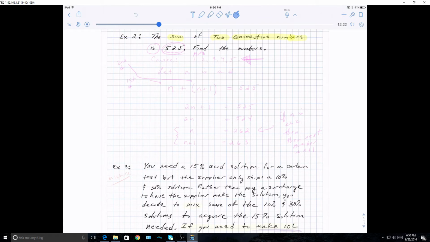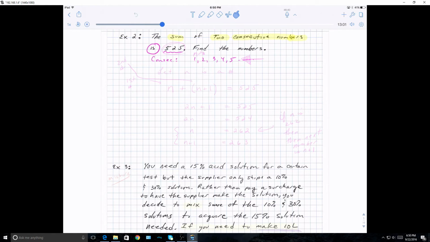Well, what are consecutive numbers? Well, 1, 2, 3, 4, 5. They all follow suit. So consecutive would be something like 1, 2, 3, 4, 5, all the way up to whatever. And now we know that there is some kind of value that it does reach, so the sum of these two things is 525.